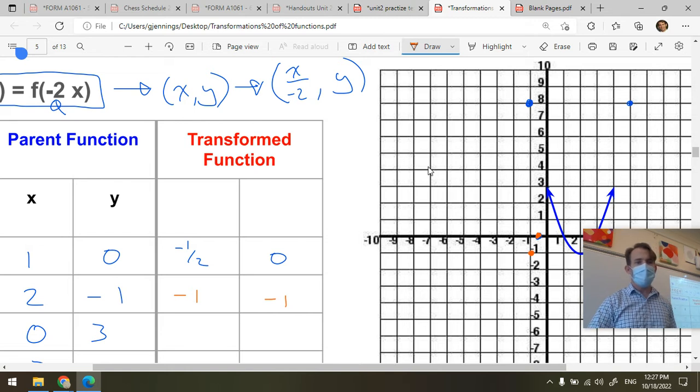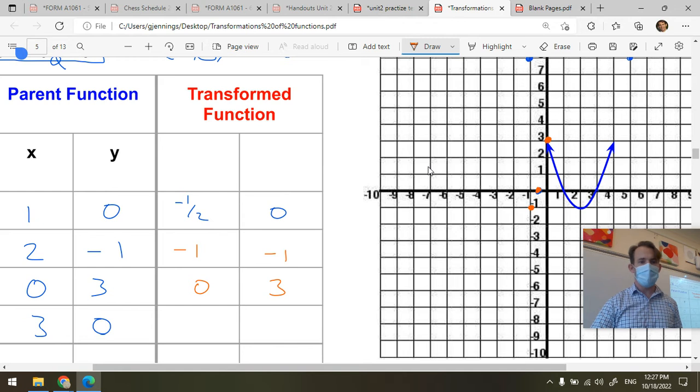And then 0, 3. Well, 0, if I divide that by -2, is still 0. And 3 is still 3. So that point is the same. Point by point, we see that the y-intercept didn't change. And then, what's this other point here? 3, 0. Well, 3 divided by -2 is -3 over 2. And 0 is just still 0, because we're not changing those. That's -3 over 2, or -1.5.